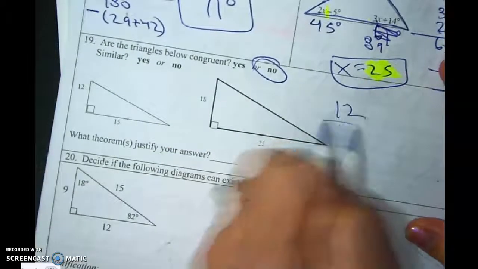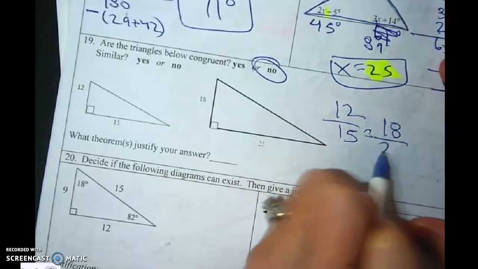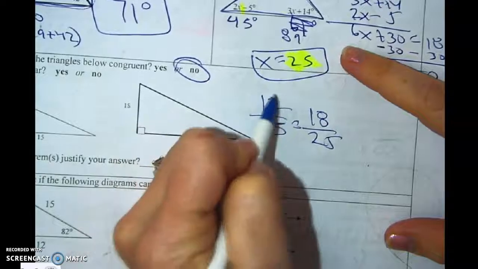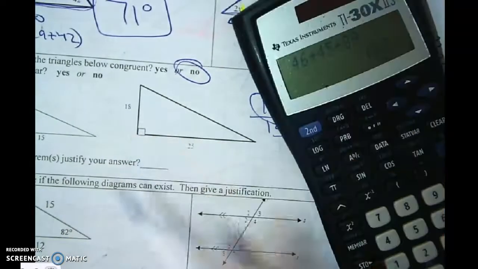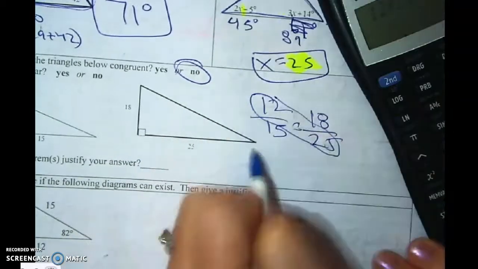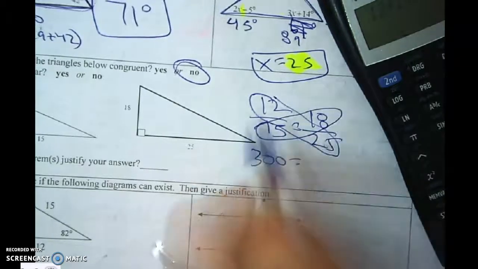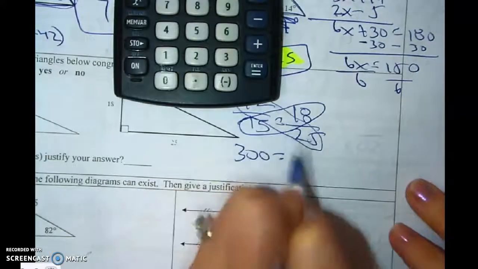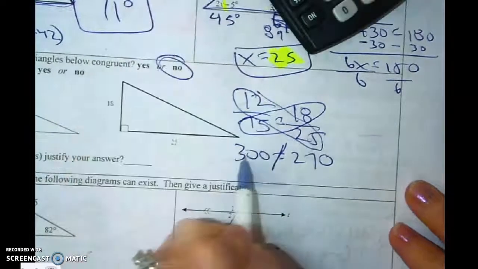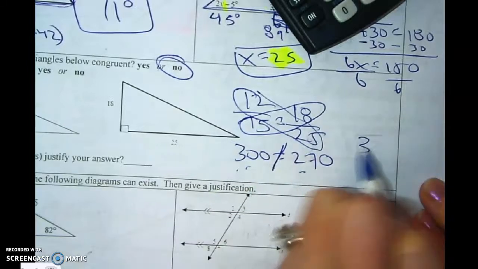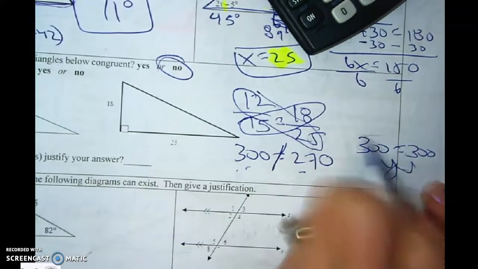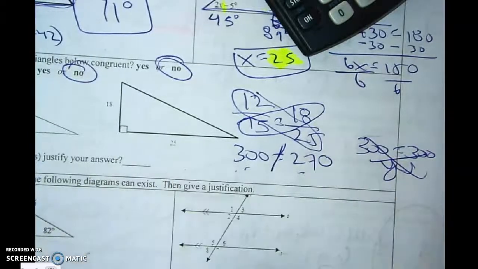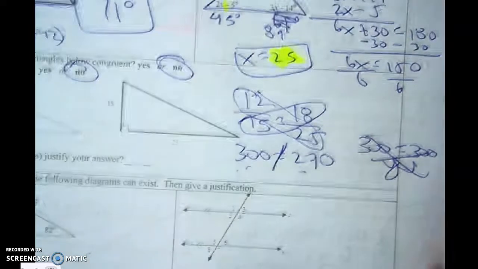So 12 over 15 equals 18 over 25. All I have to do is just multiply them. 12 times 25, I get 300, and then I'm going to go 18 times 15. And it's 270. Oops, you didn't see that. It's 270. So they are not similar. They would only be similar if it was like 300 equals 300, then it would be a yes. Okay? So are they similar? No. Okay? All right. Let's go to the next one.